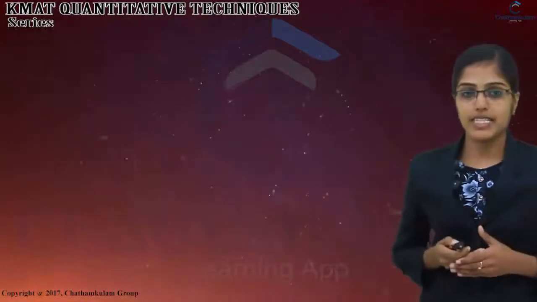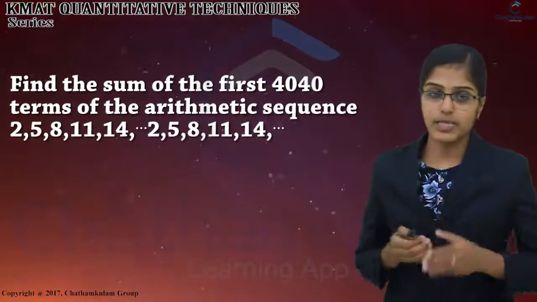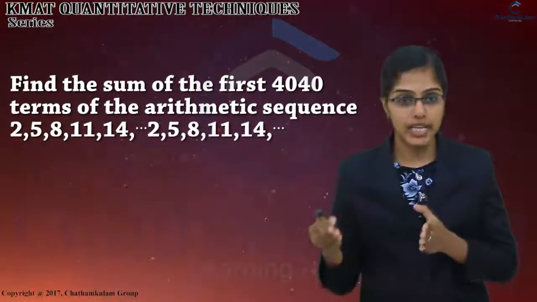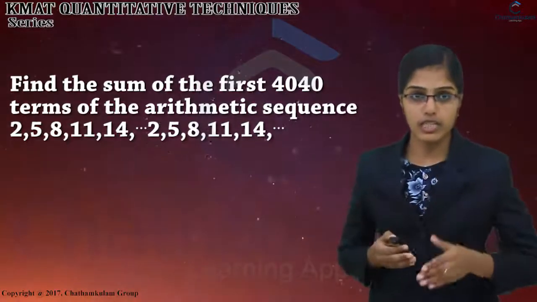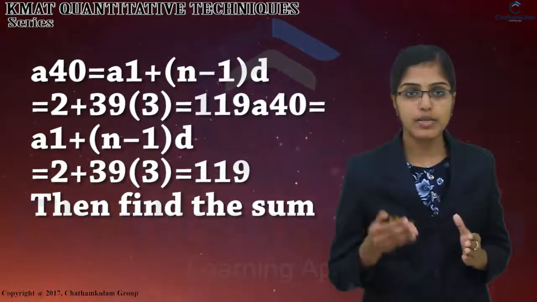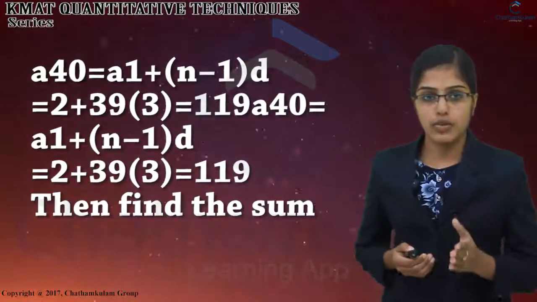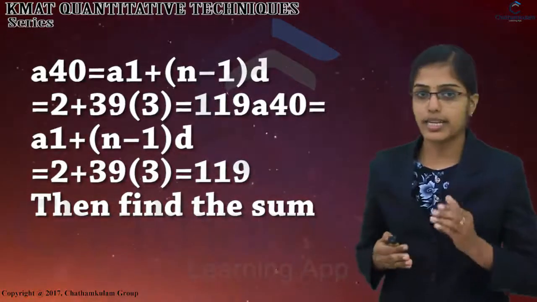Our next example is to find the sum of the first 40 terms of the arithmetic sequence 2, 5, 8, 11, 14, etc. So here, first find the 40th term. From the equation, a40 is equal to a1 plus n minus 1 into d. So that is equal to 2 plus 39 into 3. So that is equal to 119.